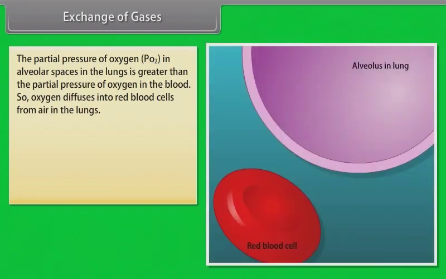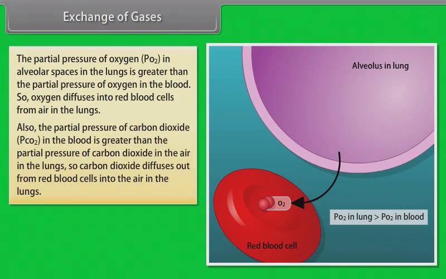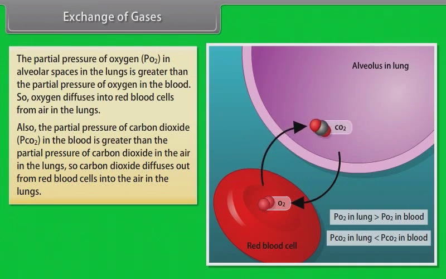The partial pressure of oxygen in alveolar spaces in the lungs is greater than the partial pressure of oxygen in the blood. So, oxygen diffuses into red blood cells from air in the lungs. Also, the partial pressure of carbon dioxide in the blood is greater than the partial pressure of carbon dioxide in the air in the lungs. So, carbon dioxide diffuses out from red blood cells into air in the lungs.